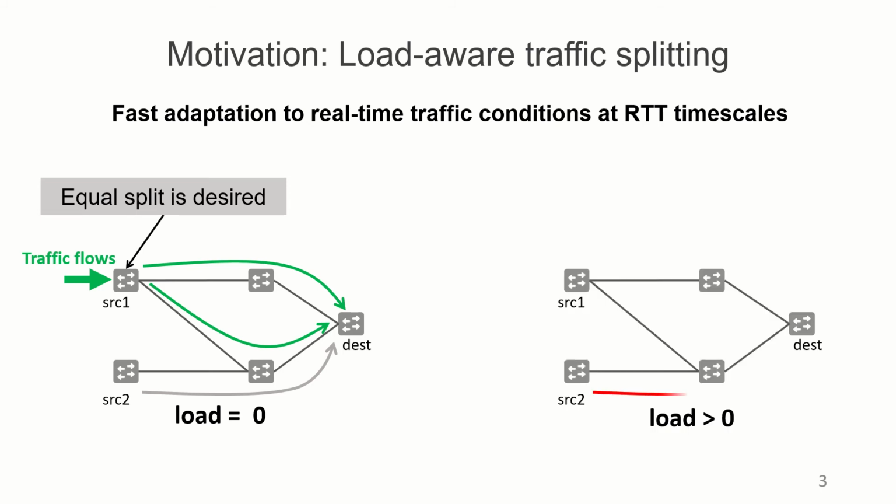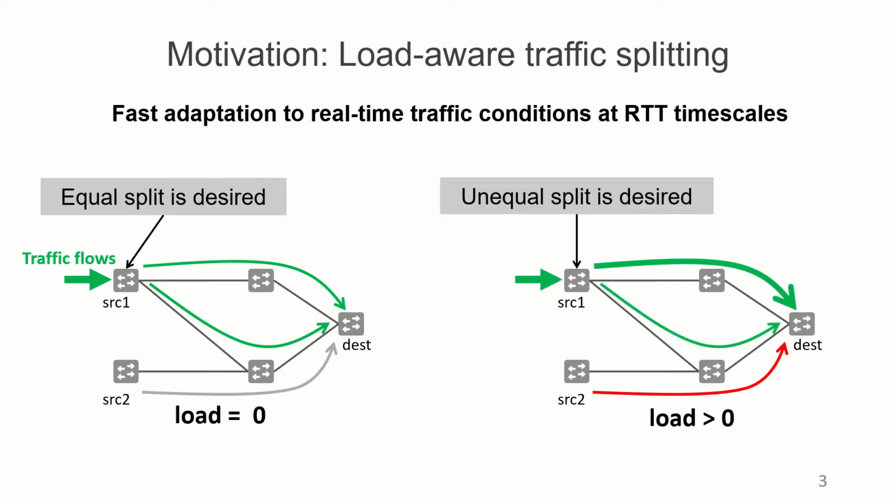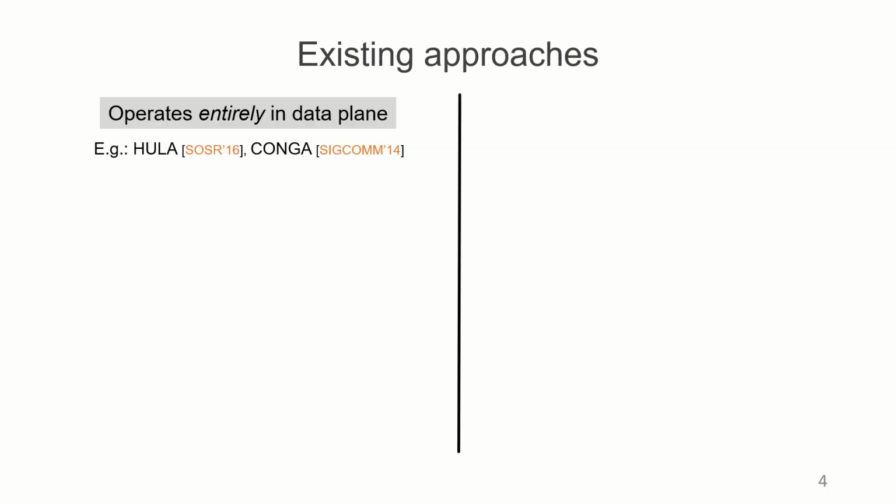On the other hand, when there is some traffic from source 2 to destination, we may want to split the traffic from source 1 to destination unequally. Notice that the workload is dynamic, so the traffic condition can change very fast, and therefore, the traffic splitting decisions should not only adapt to traffic condition, but also adapt to it very quickly.